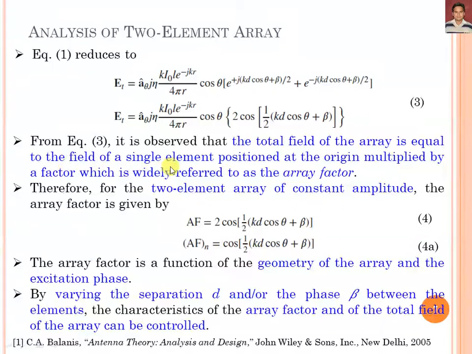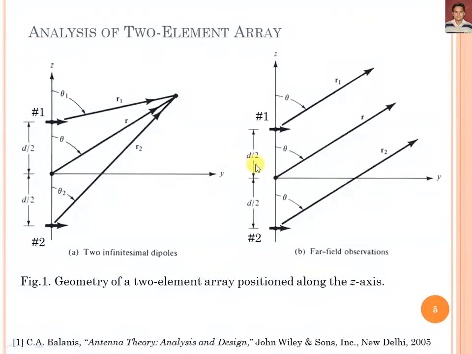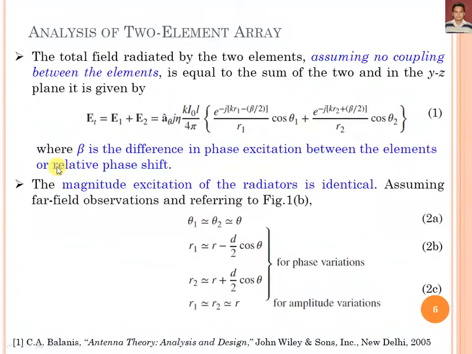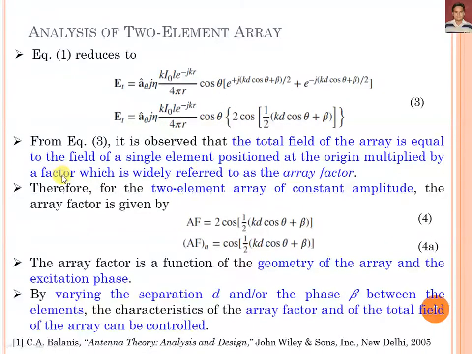From figure 3, from equation 3, it is observed that the total field of the array is equal to the field of the single element, positioned at the origin as we have discussed here, multiplied by a factor twice cos 1 by 2 (kd cos theta plus beta), and this factor is known as the array factor. So we can say the total field of the array is equal to the field of the single element positioned at the origin multiplied by the factor, and this factor is known as the array factor.